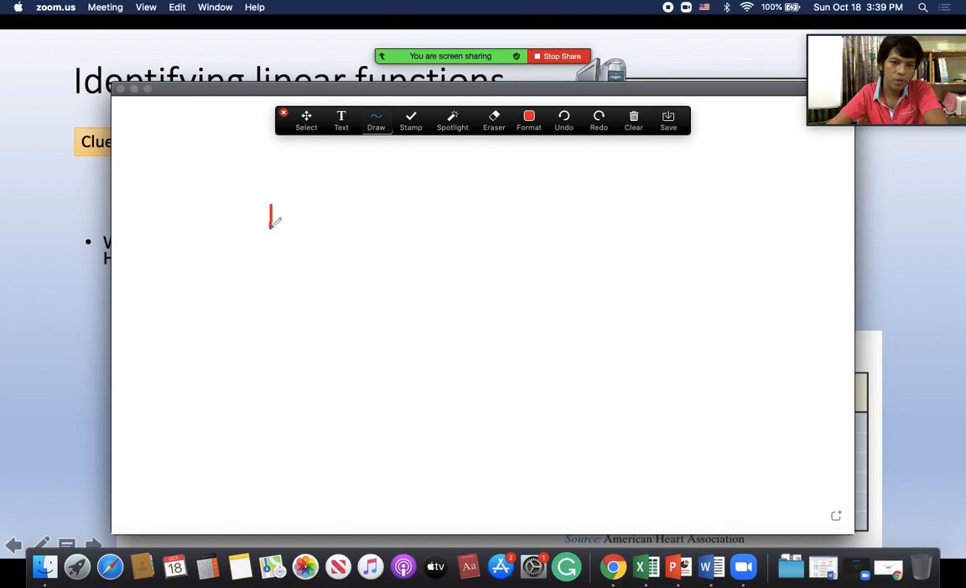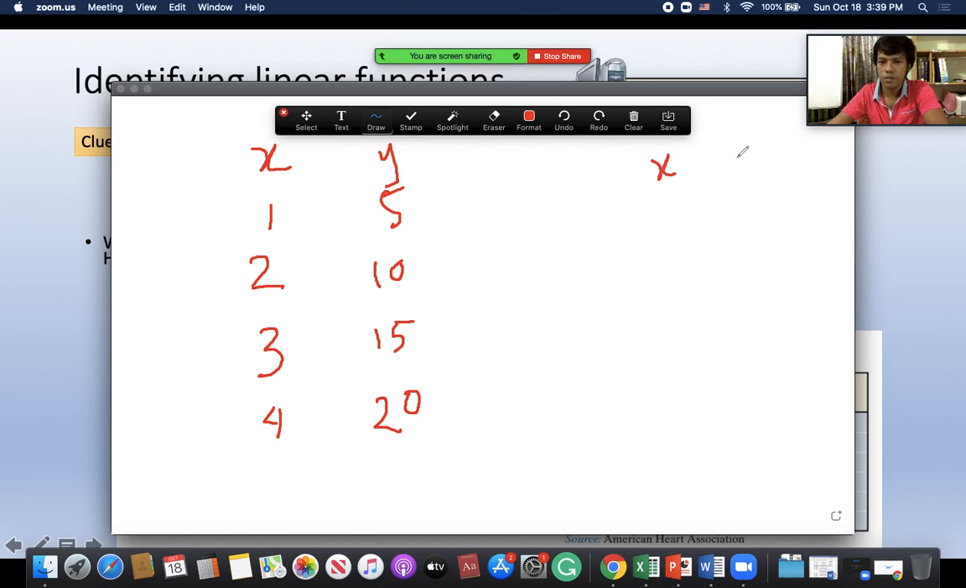Suppose I have 1, 2, 3, 4 on this side, and 5, 10, 15, 20. This is x, this is y. And then another table, x and y: 1, 2, 3, 4, and suppose 3, 9, 12, 15.